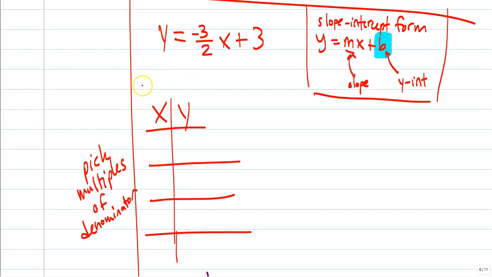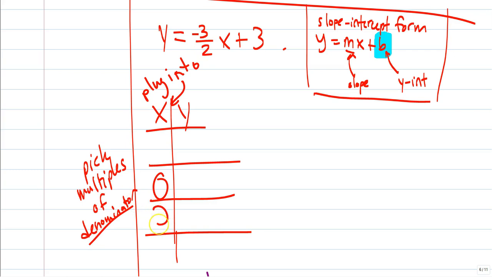We're going to be plugging in values into the x. Okay? So when I do this, I want to be strategic. 0 is a great number. I stick that in, that's going to zero that out. But I've got this fraction. I've got this -3 over 2. Well, I want to plug in numbers that are going to clear that fraction. My advice, pick multiples of the denominator. Look at the denominator, it's a 2.